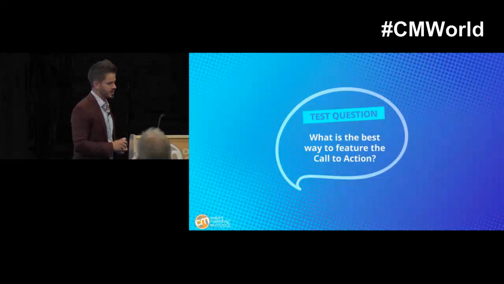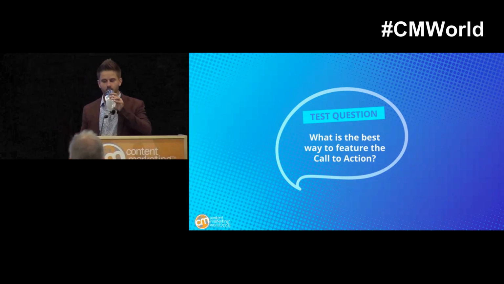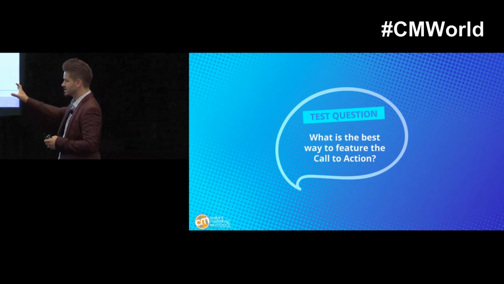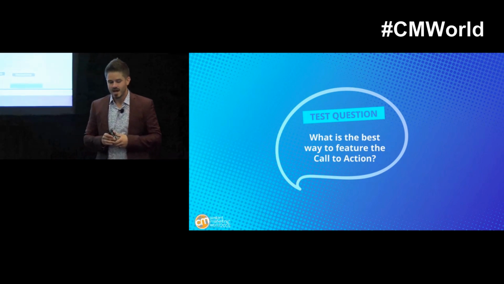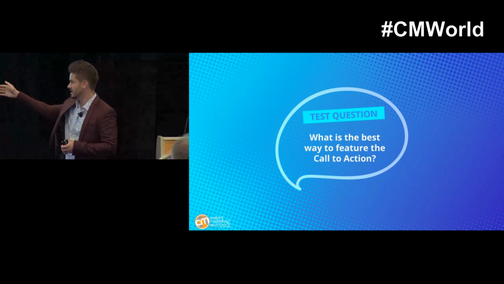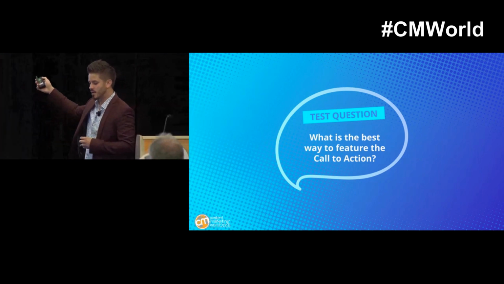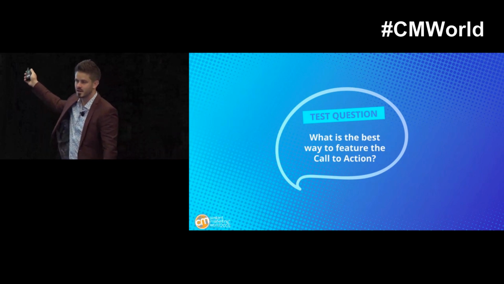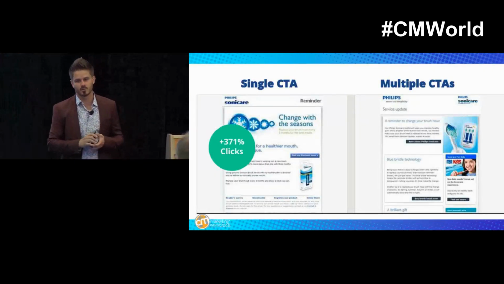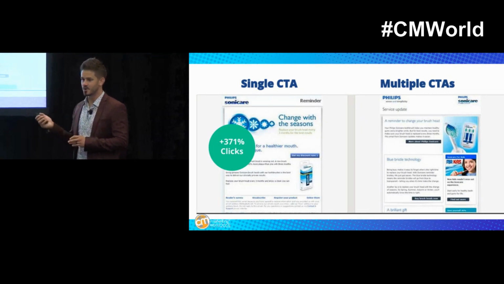So let me show a couple of call to action examples here. Another test question: what's the best way to feature a call to action? This is in an email, okay? So this is obviously a very stylized email. You can see that on the left, we have one single call to action button that says, get my discount now. In the second one, we have multiple calls to action. And the theory here is, if somebody doesn't want to take that primary call to action, let's give them some other options, right? Maybe not everybody wants to get their discount, and maybe not everybody wants to purchase the toothbrush today.